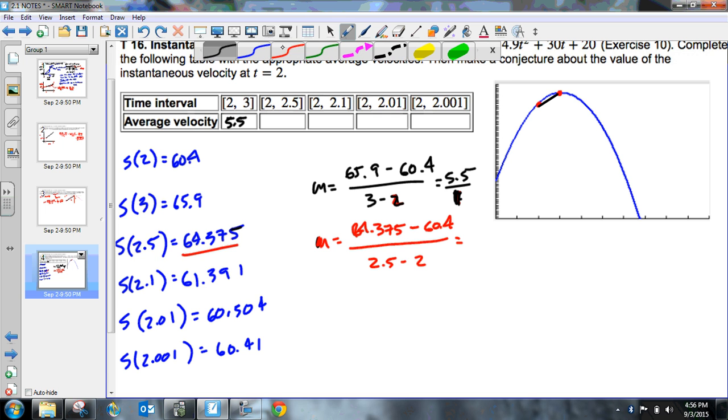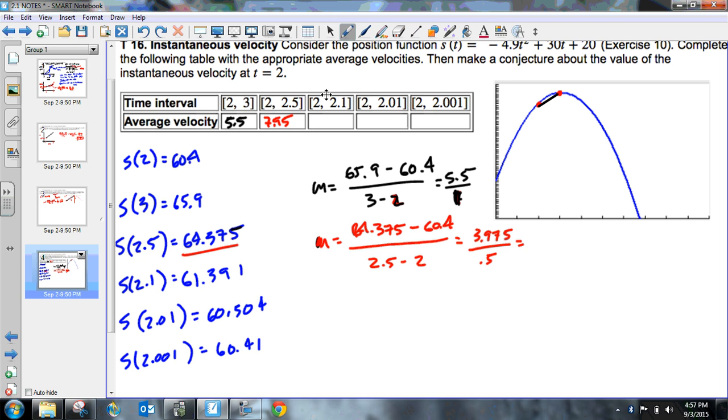All right, let's do the work down here. I've got 64.375 minus 60.4, and that gives me 3.975 all over 2.5 minus 2, which is 0.5. So if I divide that by 0.5, then I end up getting 7.95. Okay, so 7.95.